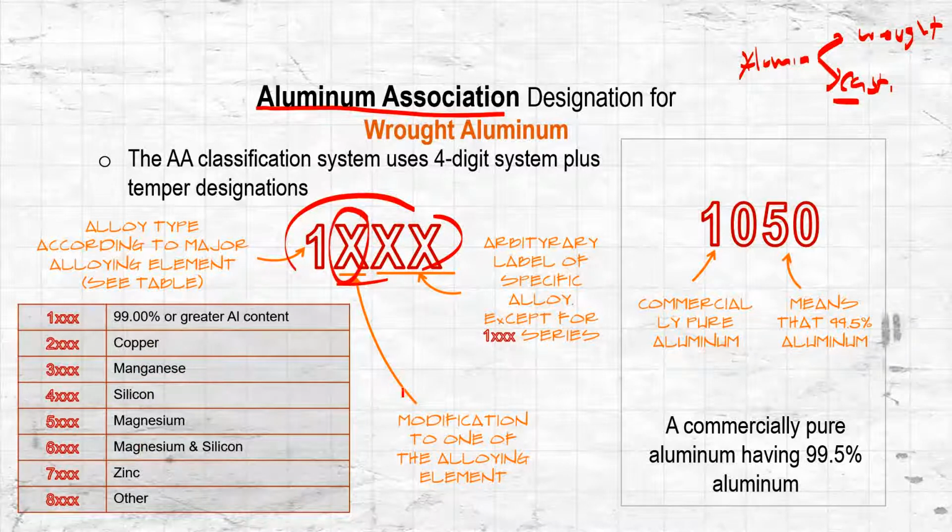And for the second digit, it's a modification to one of the alloying elements. And the last two, this is actually an arbitrary label of specific alloy except for 1000 series. Okay, so it's just arbitrary except for 1000 series. So for this one, for example, we have a 1050. That's a commercially pure aluminum because this is 1. And for the 50, that means that it is 99.5% aluminum.